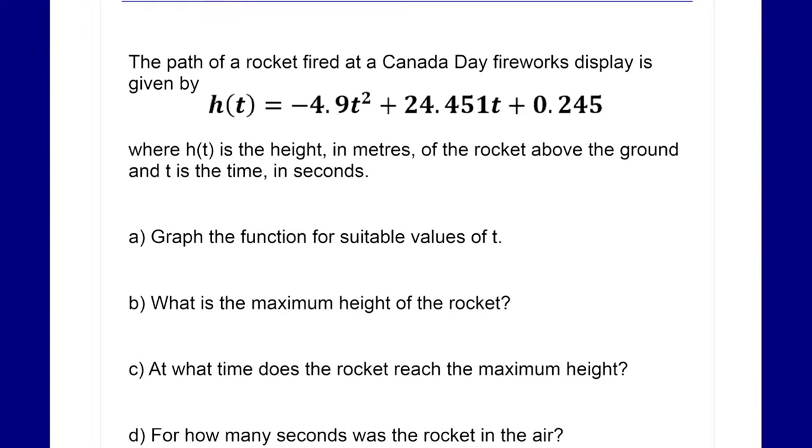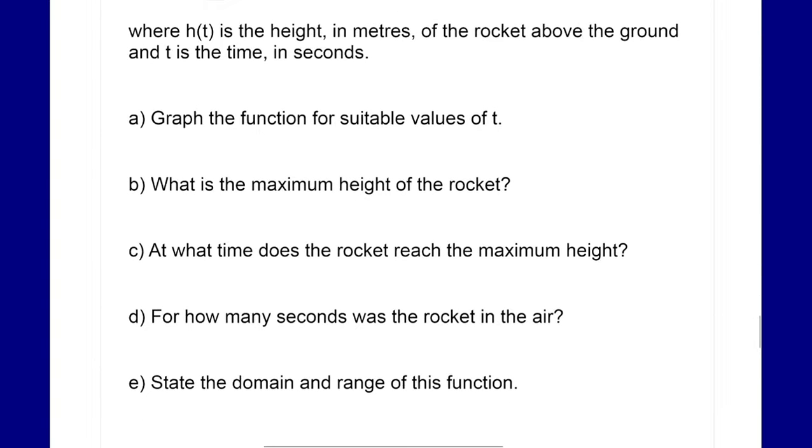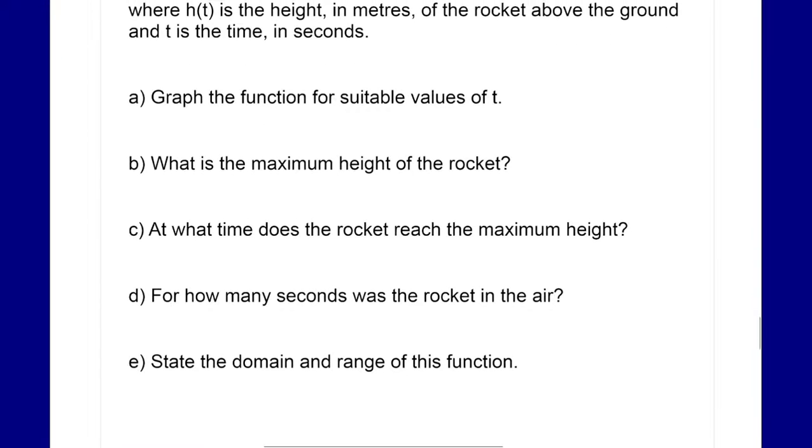Our last example: the path of a rocket fired at a Canada Day fireworks display is given by the formula h of t equals -4.9 t squared plus 24.51 t plus 0.245, where h of t is the height in meters of the rocket above the ground, and t is the time in seconds. We want to graph the function for suitable values of t, find the maximum height of the rocket, and at what time the rocket reaches the maximum height. For how many seconds was the rocket in the air, and state the domain and range.